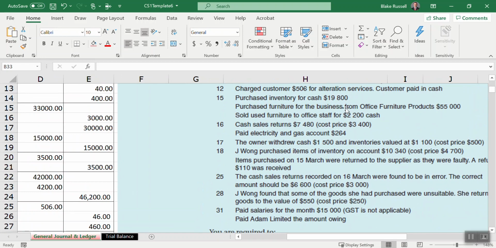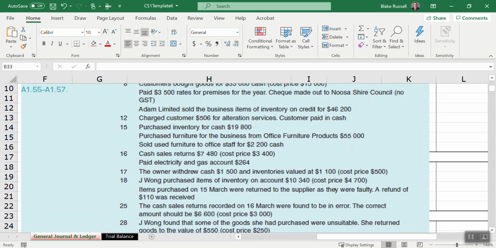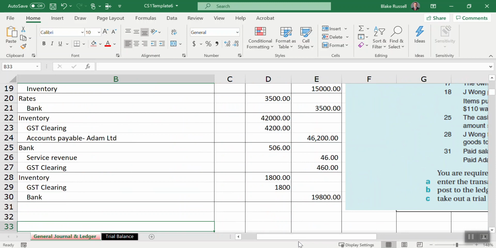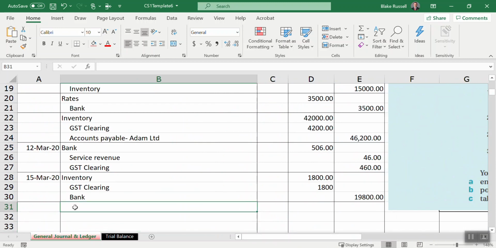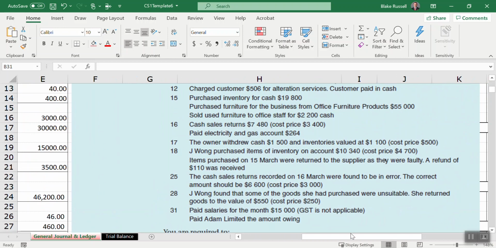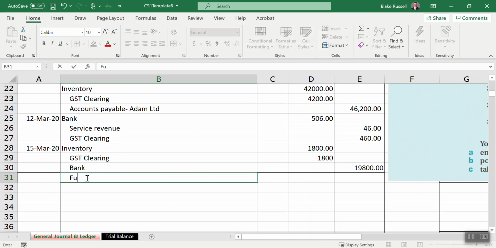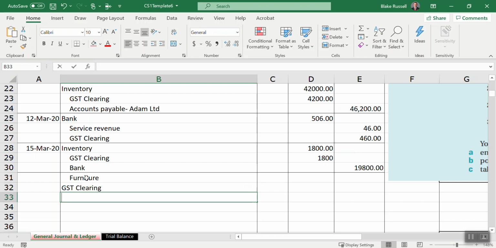Next one, purchase furniture from business for office furniture products of 55,000, and then we're going to do some sold furniture. It's the same date. Let's see if we can go back, yeah, 15. I don't know if it's cash or what. Purchased 55. Accounts payable. Furniture. GST. Clearing and bank.